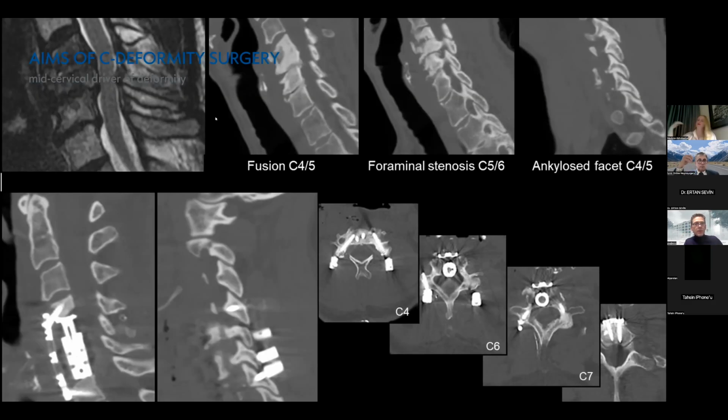So this is the classical case. Here an example: the patient had previous surgery, developed a segmental kyphosis in the mid-cervical spine, and was treated accordingly with a vertebral body replacement and anterior and posterior fusion, in this case using a combination of pedicle screws and lateral mass screws. But here, the problem came from the mid-cervical area, and the problem was addressed accordingly.